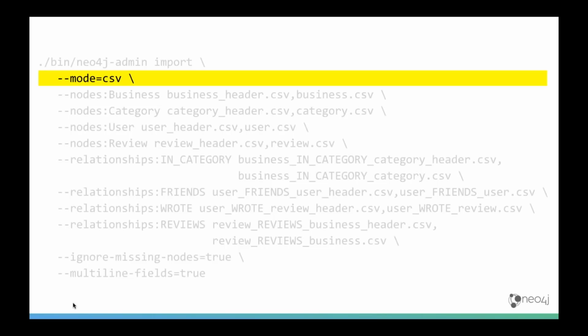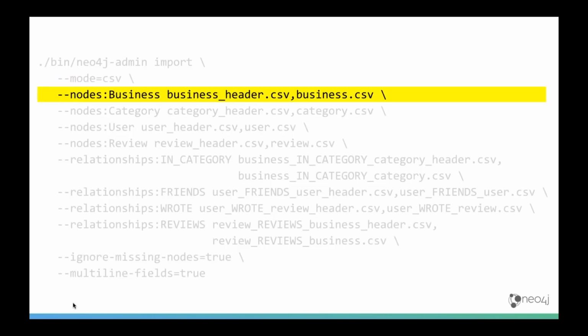So we've got our mode CSV. Next, we need to indicate where I should read nodes from. On the right-hand side of this line, we're saying we've got a business header and a business CSV. The :Business on the left-hand side of the line indicates that I want every node in that file to have the business label. Remember, we want to label all of our business nodes with that label. That's what we're doing there.